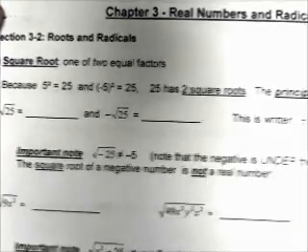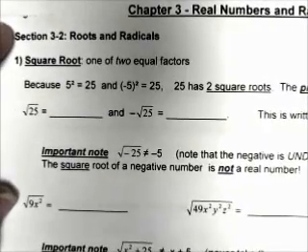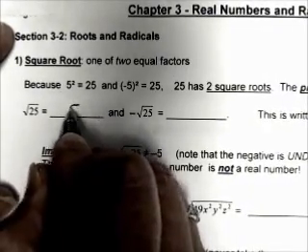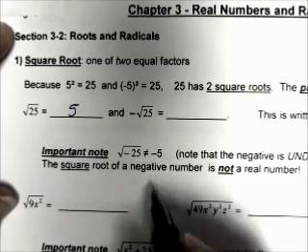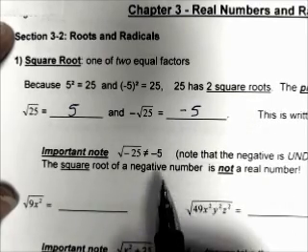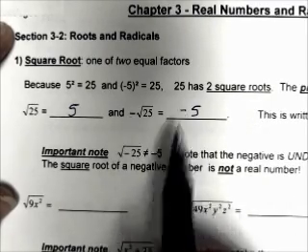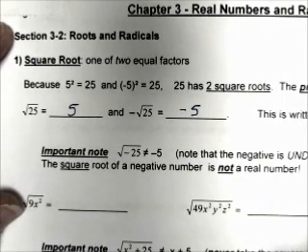The principal square root of 25 is 5. The square root of 25 is equal to 5, and negative square root of 25 is equal to negative 5, meaning we take the square root of 25, which is 5, and then just bring over the negative. This is written plus or minus the square root of 25 equals plus or minus 5.